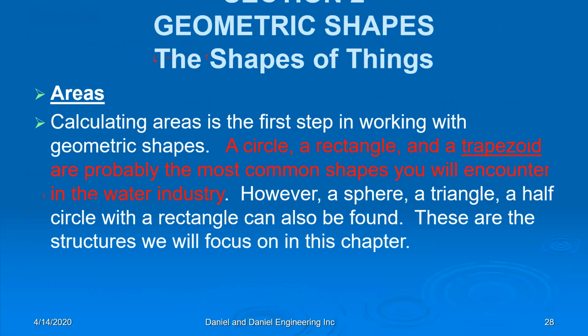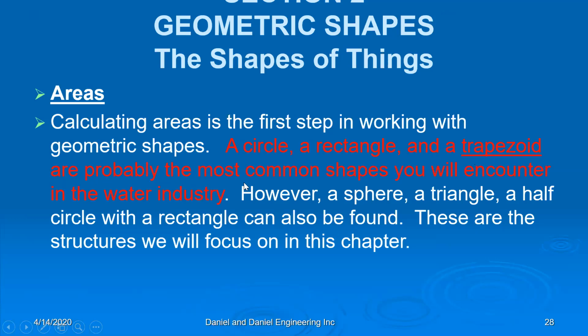Geometric shapes, and we are following strictly from the book that was given to you, that you downloaded, and it's there. We're talking areas. First of all, the most important, we have to calculate the areas first. As I say, it is the first step in working on these geometric shapes. And specifically, we're dealing with the circle, the rectangle, the trapezium. All right? The trapezoidal structure, or the trapezoid.